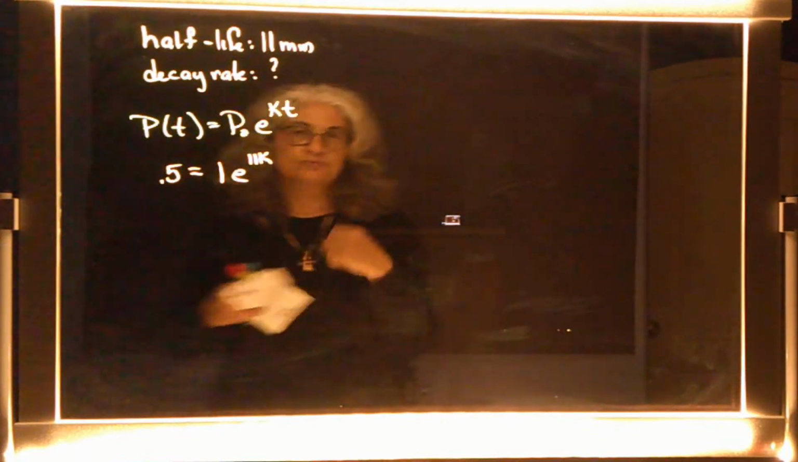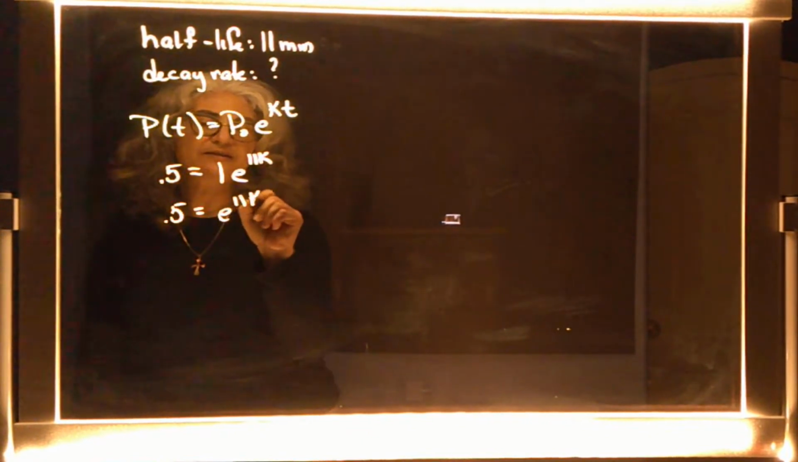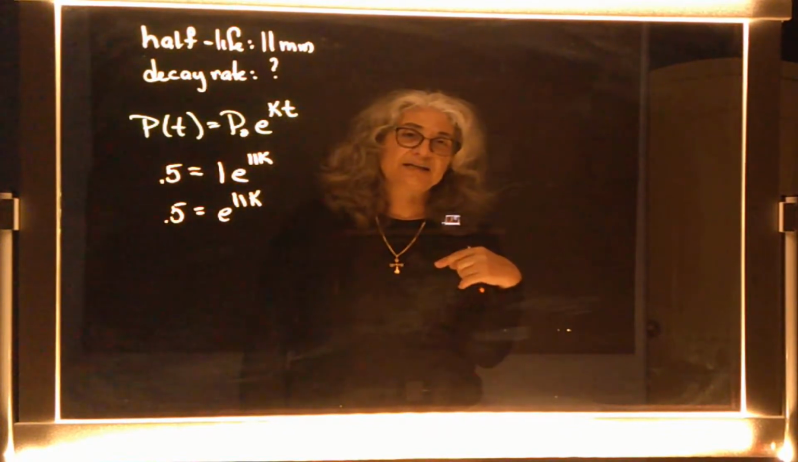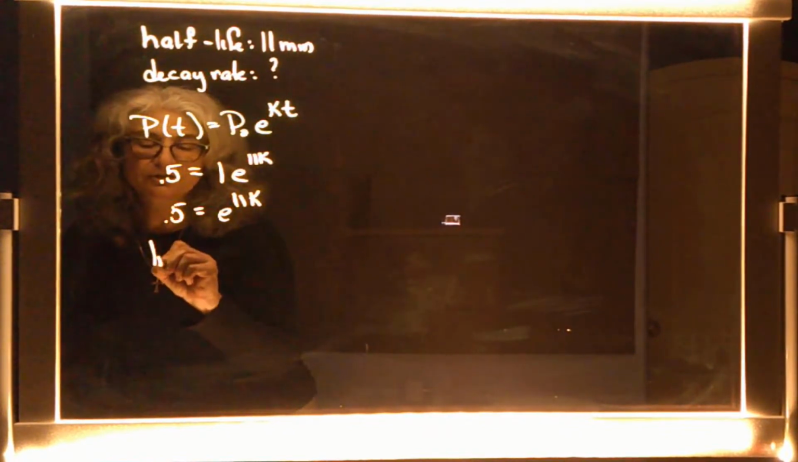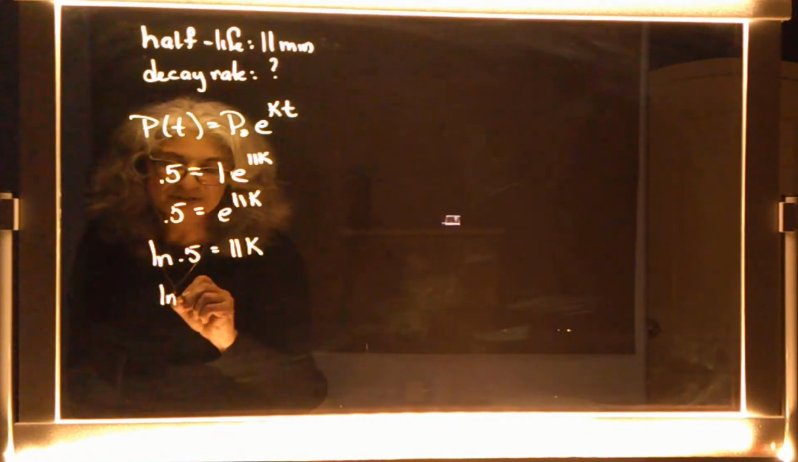Okay, so let's solve. We know how to solve this. How do I get rid of that e? Good. Natural log on both sides. And then what? Good. Divide both sides by 11.